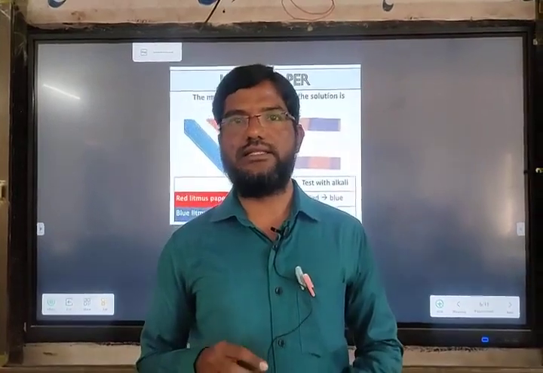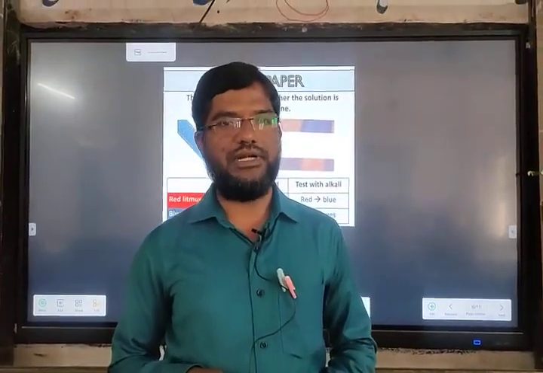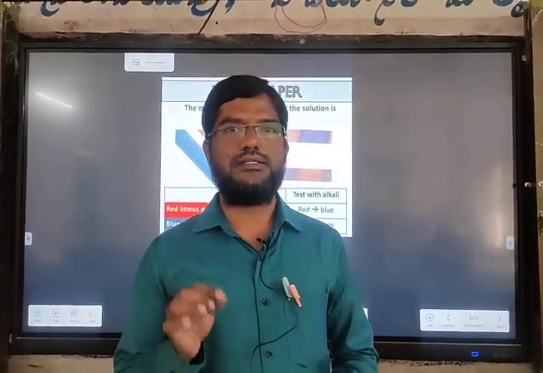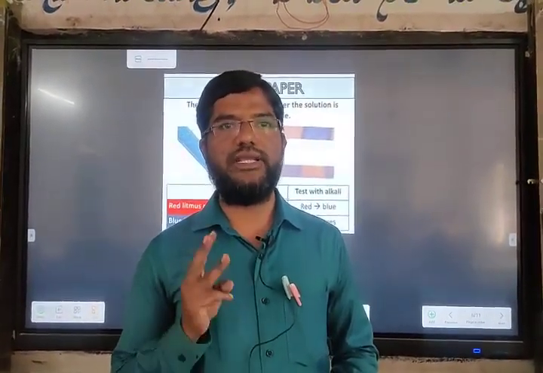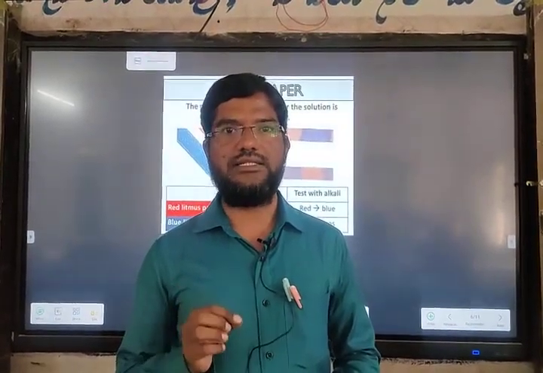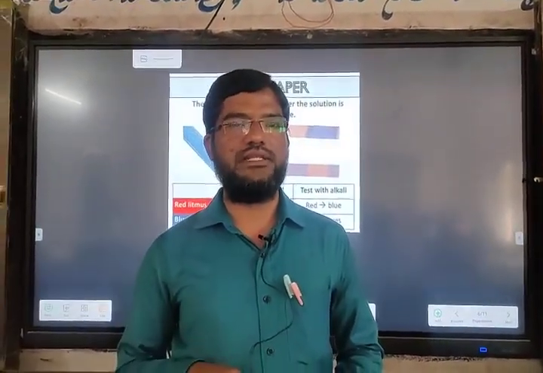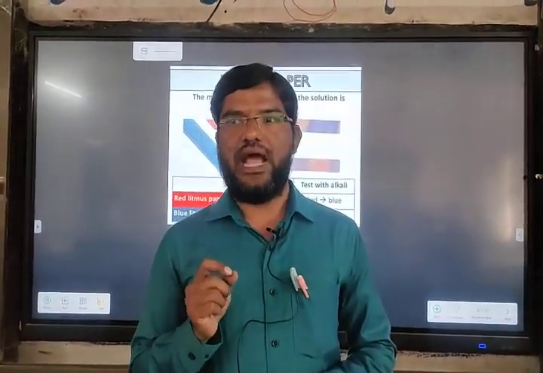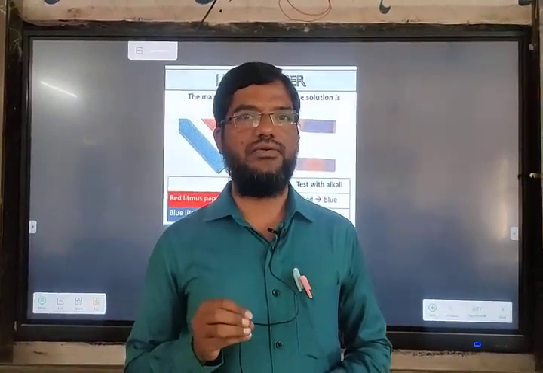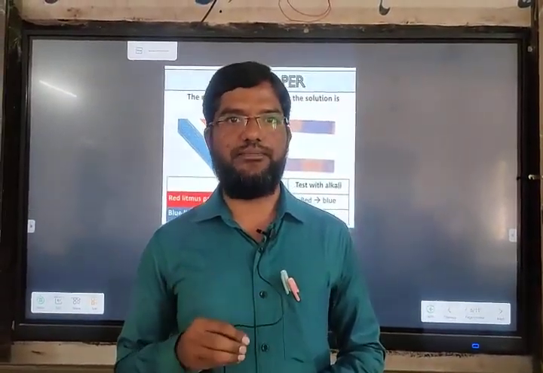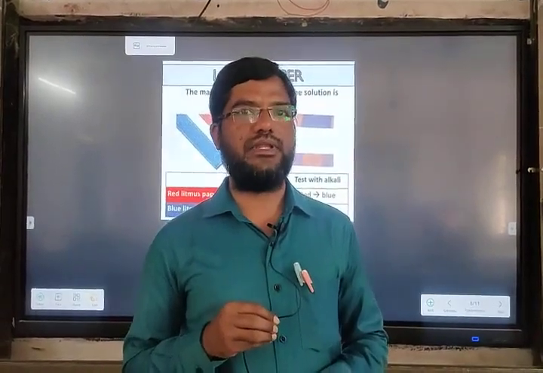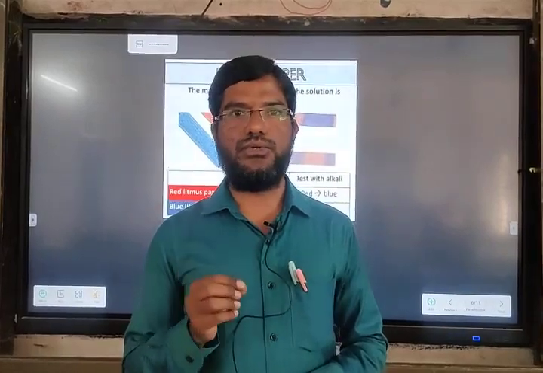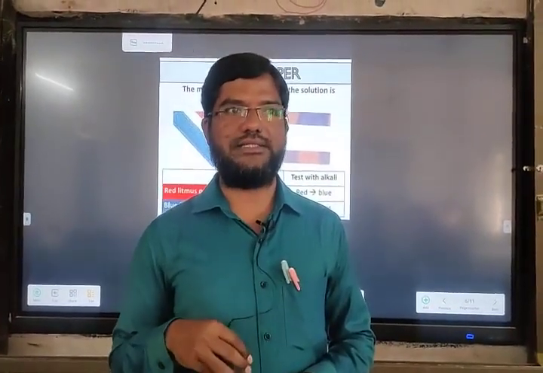In 7th class and 8th class we have studied the properties of acids, bases and salts. Chemically, substances can be divided into three categories: acids, bases and salts. In 7th class you studied the properties of acids. Acids are substances which are sour to taste, like lemon juice. Lemon juice is sour to taste, so it comes under acids.